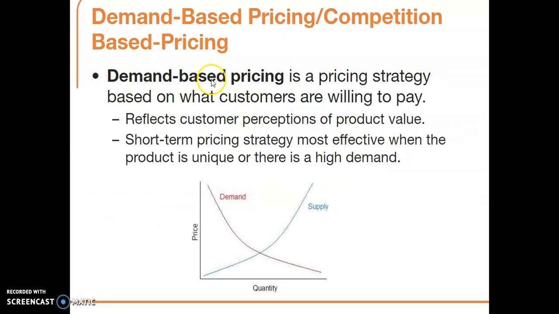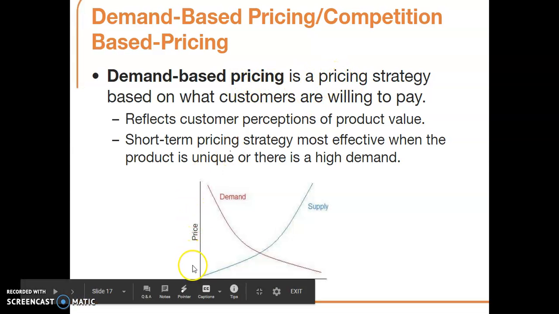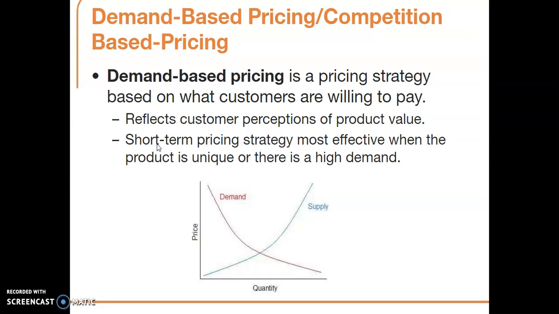Here, if you look, demand-based pricing is the strategy based on what customers are willing to pay. So it reflects customer perceptions of product value. This, however, is a short-term pricing strategy. It's not going to be something that you're going to use for the long haul, because demand and your competition are going to change frequently, and so you need to be constantly monitoring this to determine if this is the method that you're ultimately going to use.